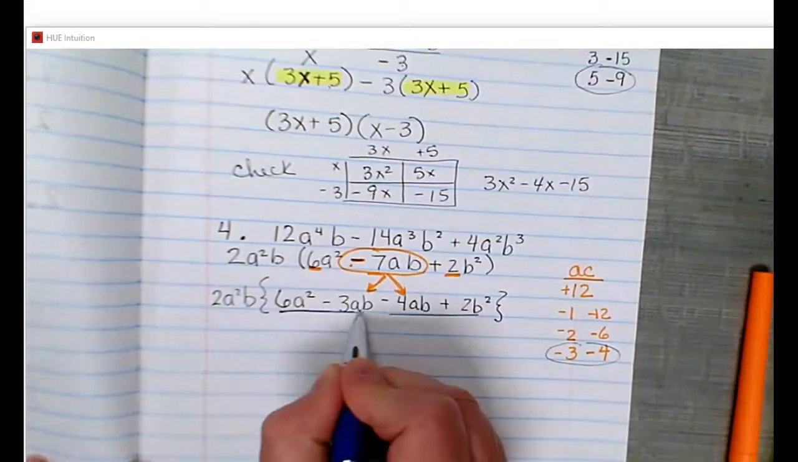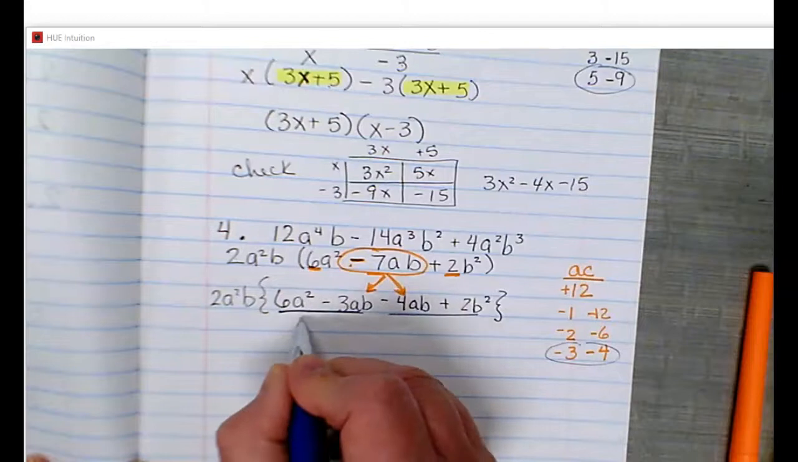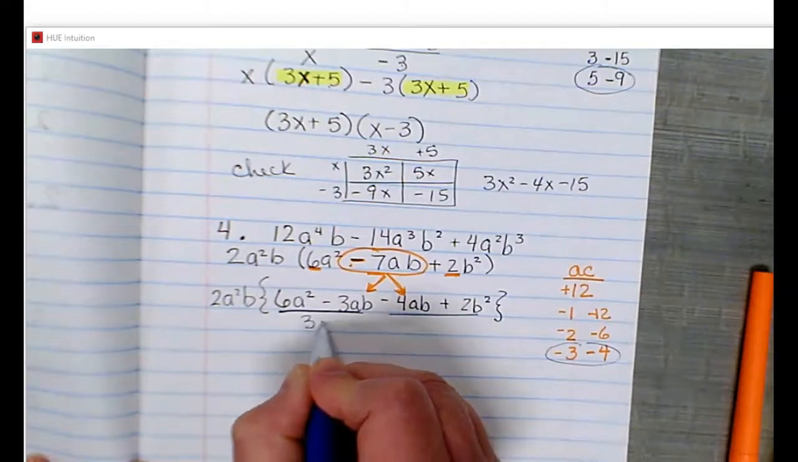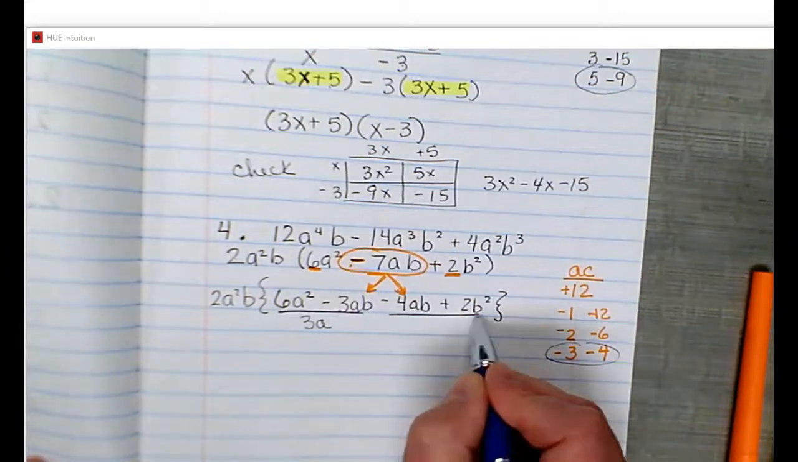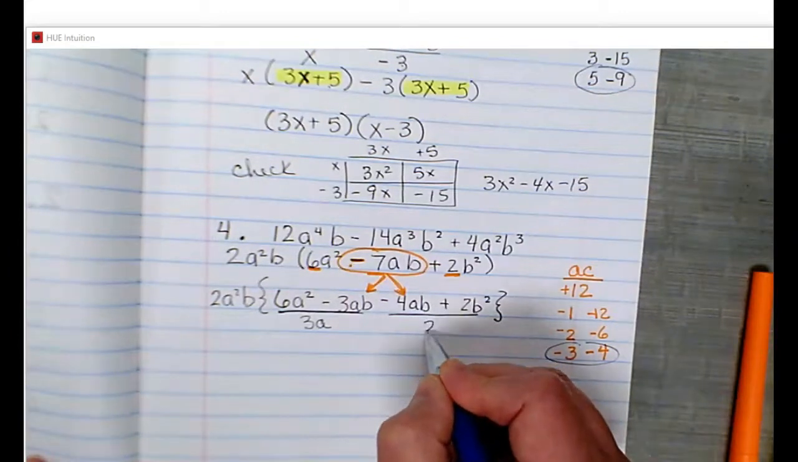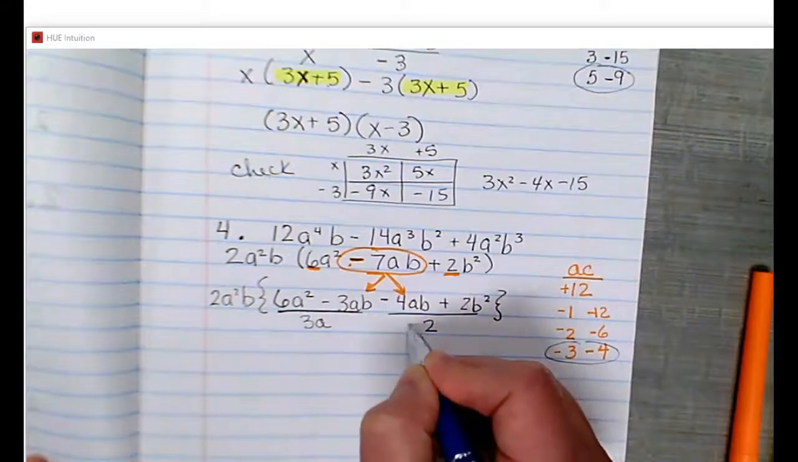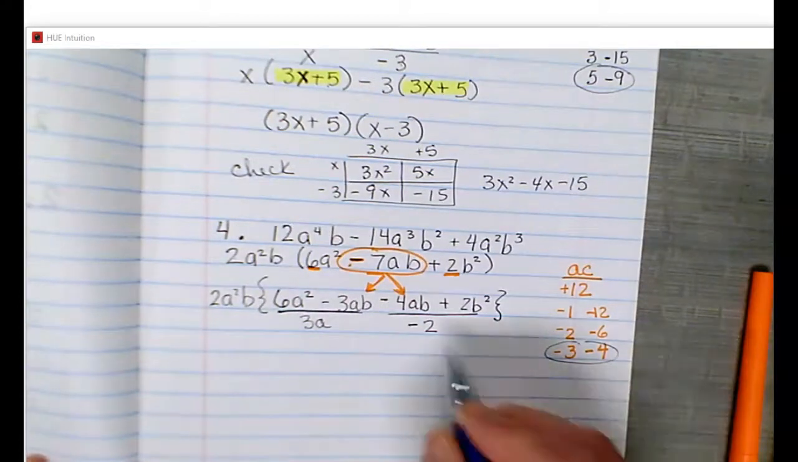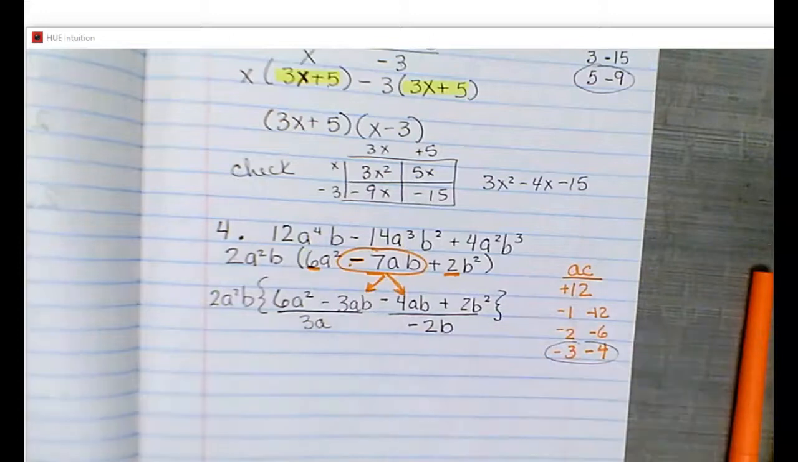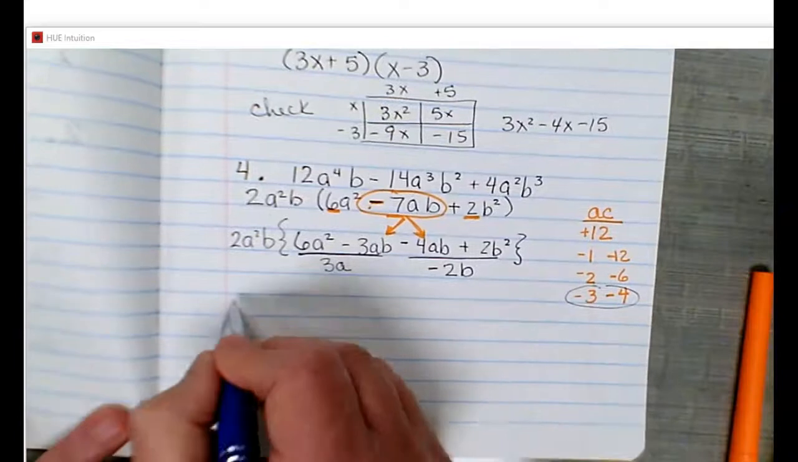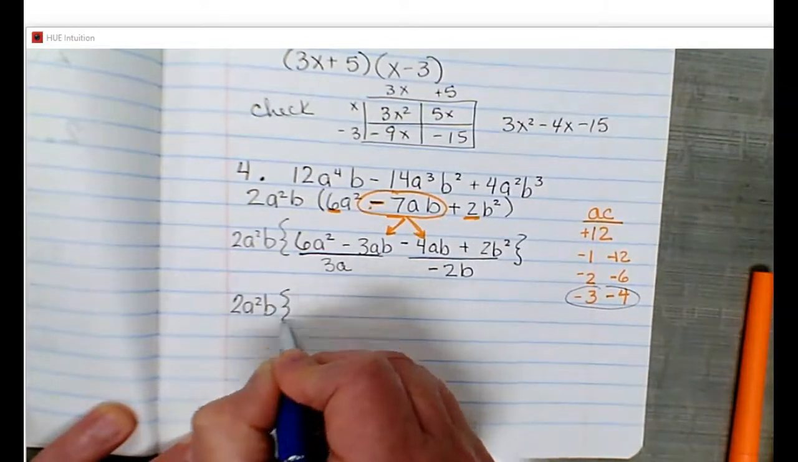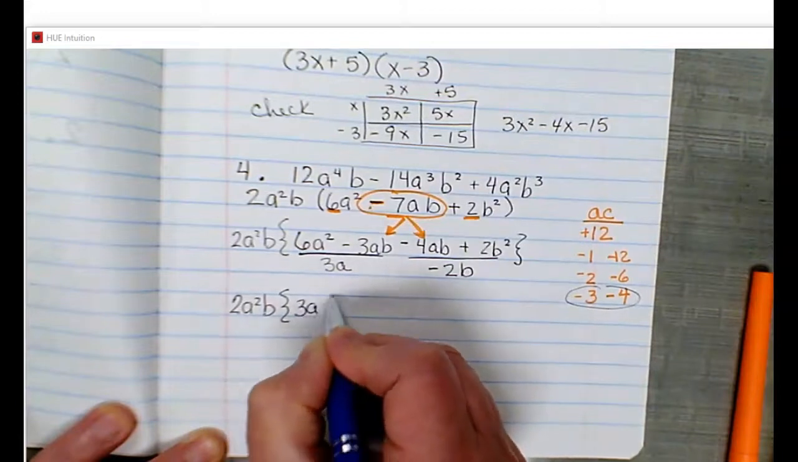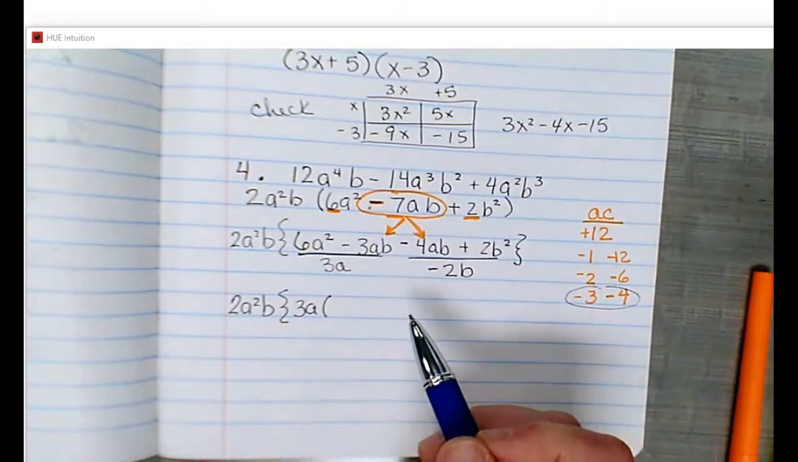What's the GCF for 6 and 3? And they both have an A. What is the GCF for 4 and 2? If this is negative, this needs to be negative. And they both have a B. 2a squared b. And I'm going to factor 3a out of that first pair.